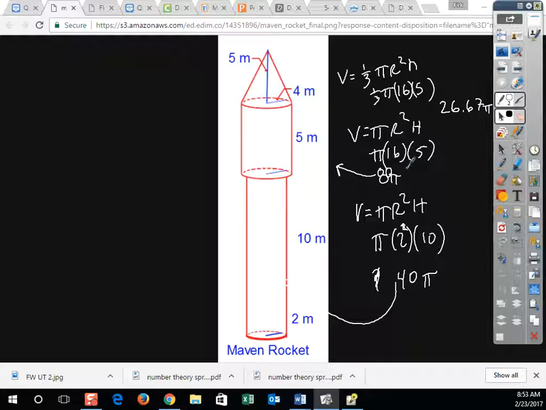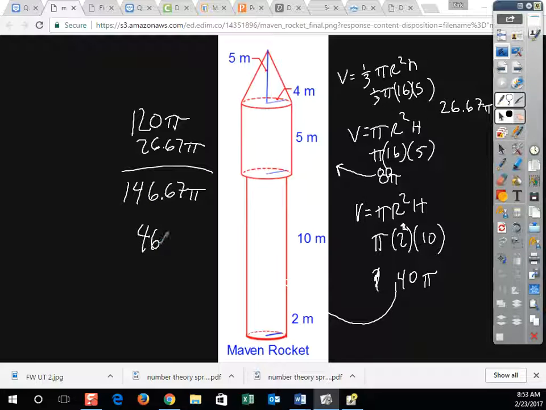So let's add all of those together. So we have 80 plus 40, which is 120. So we have 120 pi plus our 26.67 pi. So we get 146.67 pi. And now let's go ahead and multiply this times pi. And what do I get? 460.53, 0.53 repeating. And that is in meters cubed.